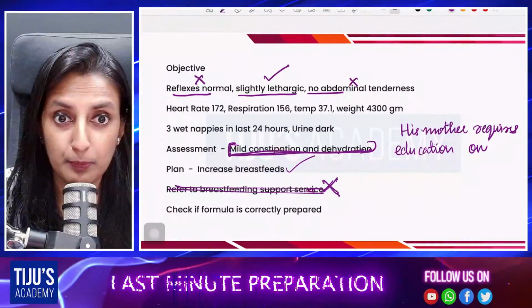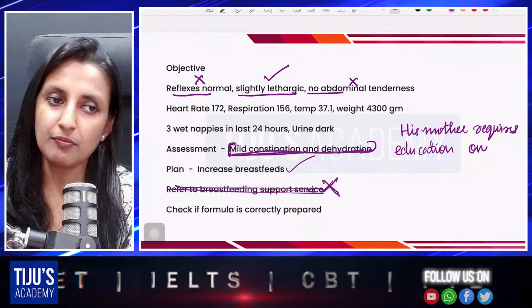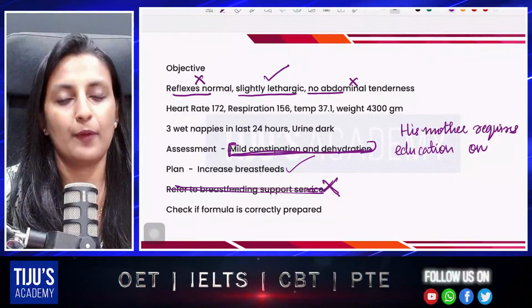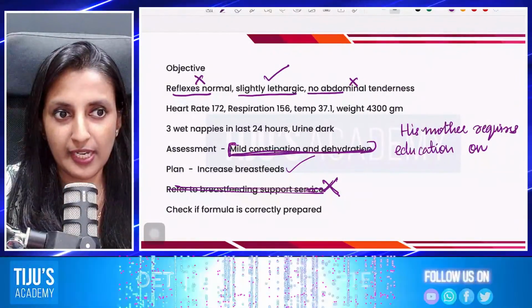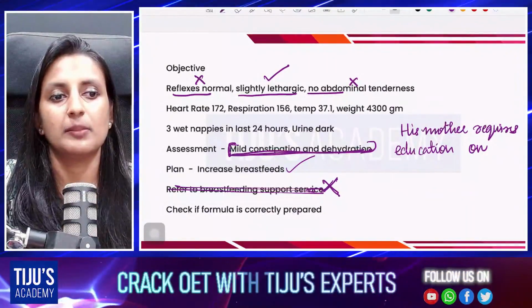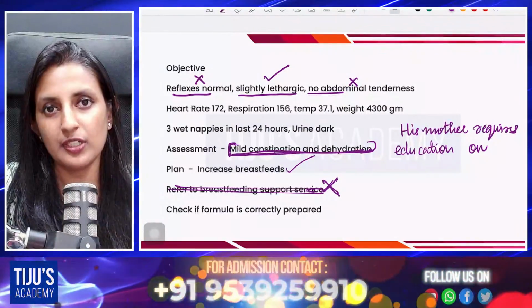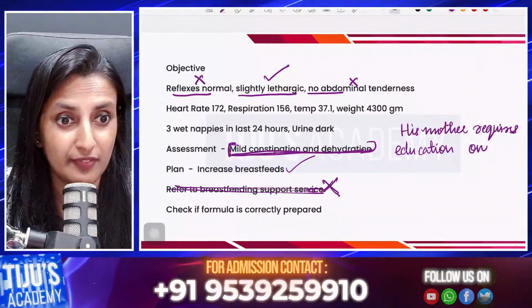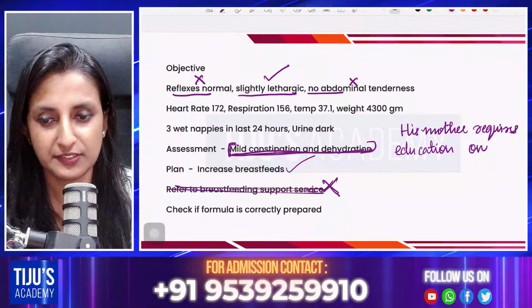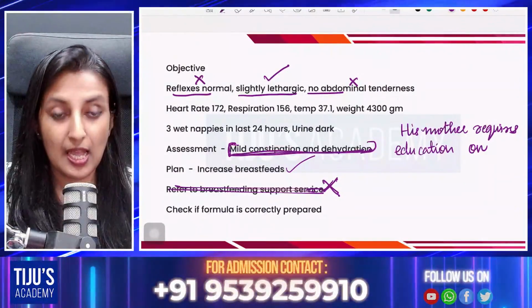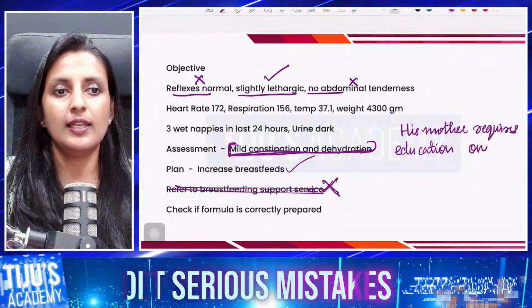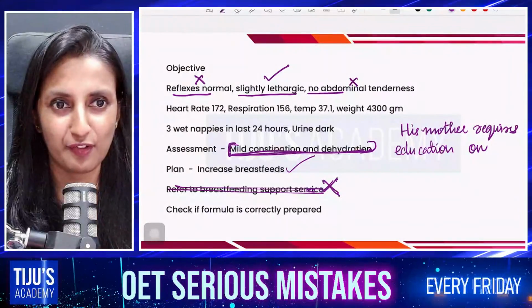Okay. I hope you got the introduction. So the introduction would be, I'm writing to refer Ethan Freddy, who has mild constipation and dehydration. His mother requires education on breastfeeding pattern and formula feed preparation. This is how we can construct the introduction. I hope it is clear. Now, let's move on to the body paragraph of this letter.